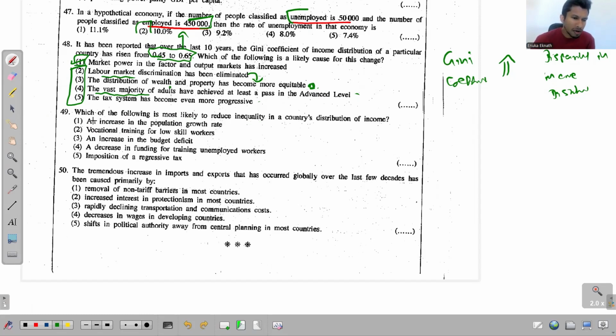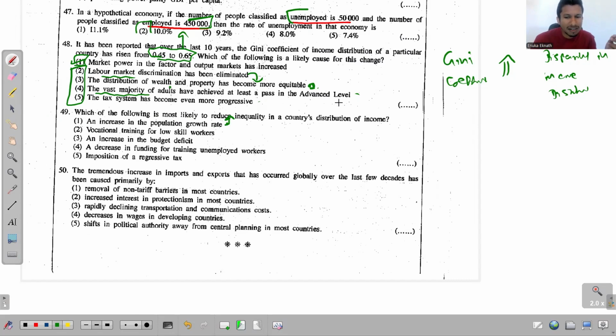All right. So we will go through the options. The first one, an increase in the population growth rate. See, when the population growth rate increases, like in India, the disparity increases. Right? Disparity increases. The second one, vocational training for low-skilled workers.